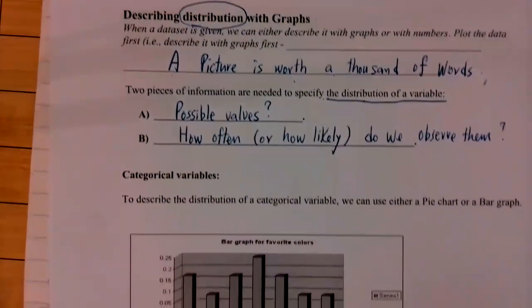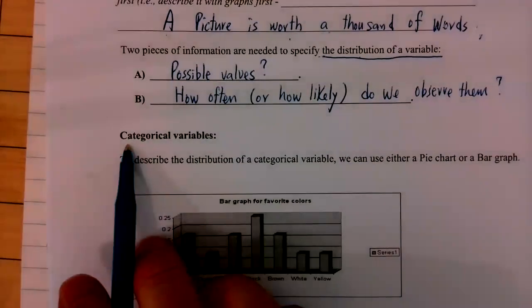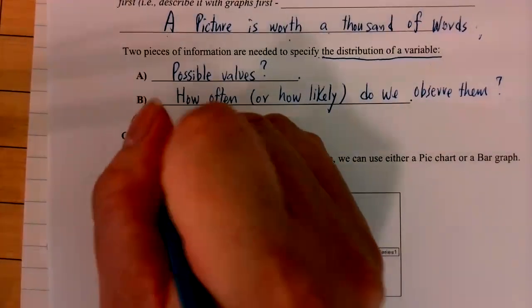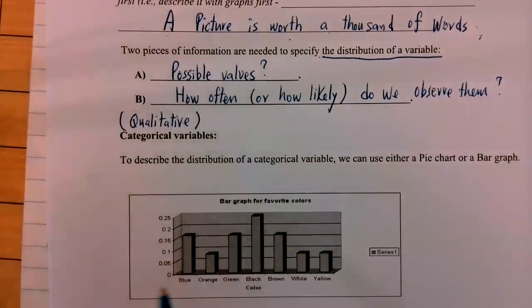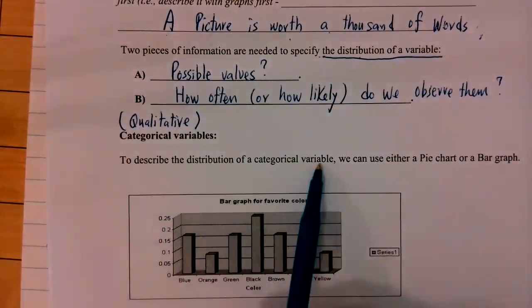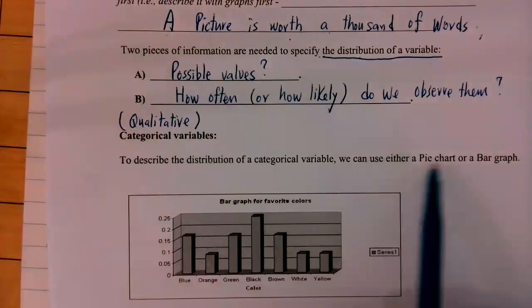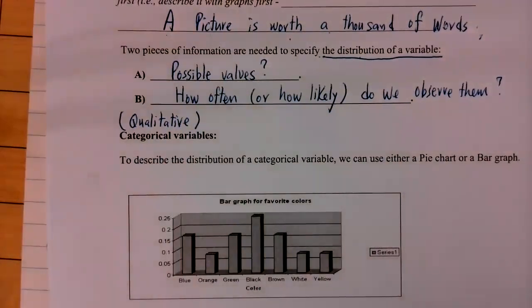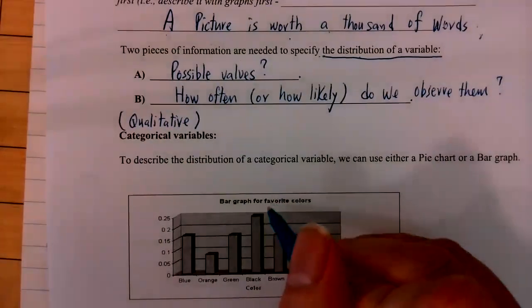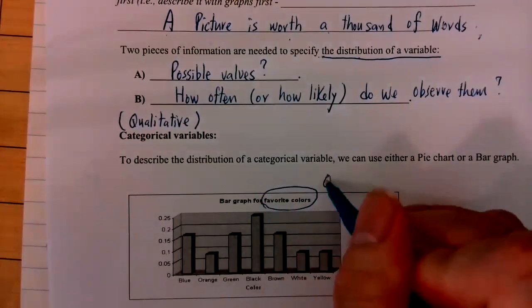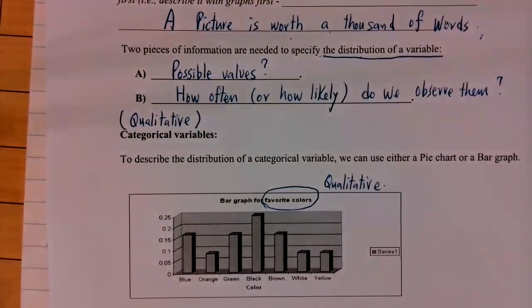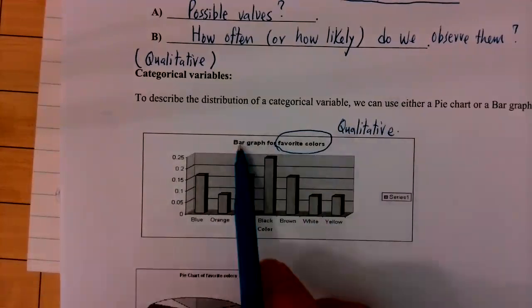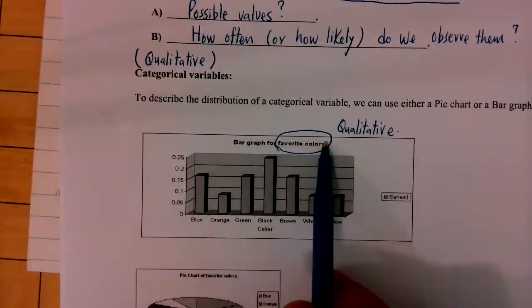Now, for a categorical variable, or you say a qualitative variable, to describe the distribution of a categorical variable, we can either use a pie chart or a bar graph, okay? Now, the first one is called a bar graph for fabric color. Fabric color, this is a qualitative variable. And what are the possible values? Why can we use a bar graph to show the distribution of fabric color?